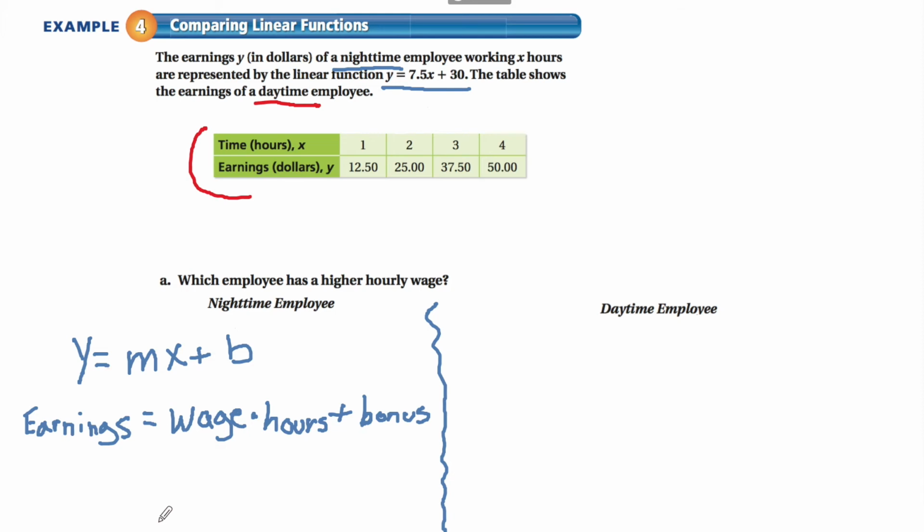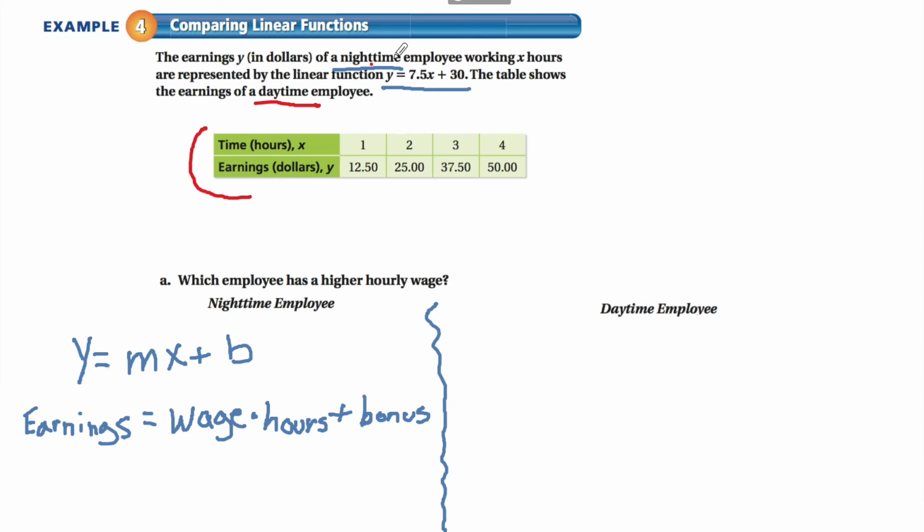All right, example 4 is comparing linear functions. The earnings y in dollars of a nighttime employee working x hours are represented by the linear function y equals 7.5x plus 30, and the table shows the earnings of a daytime employee. So we have two linear functions represented two different ways here.